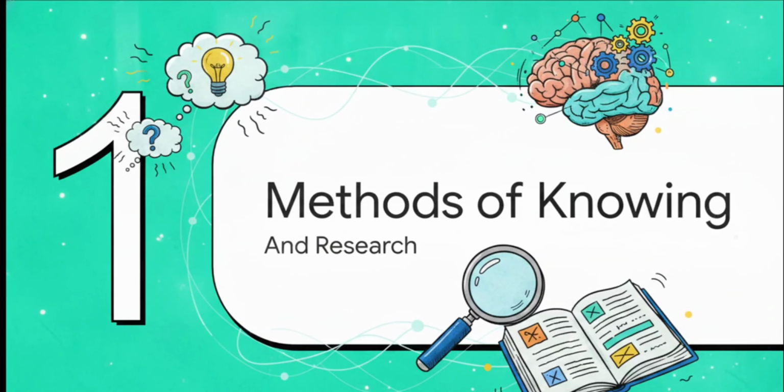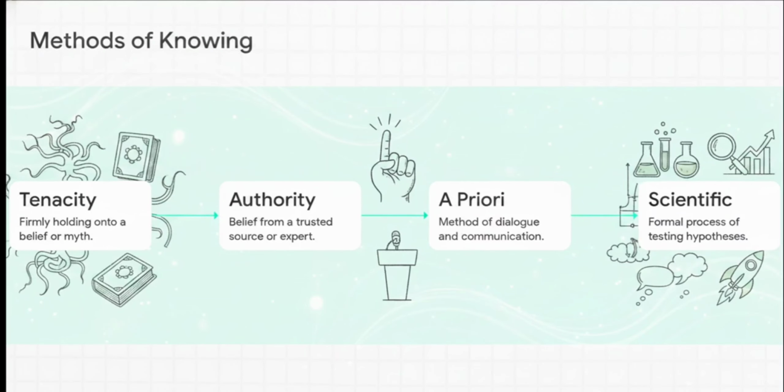Section 1, Methods of Knowing and Research. Have you ever stopped to think about how we as humans actually acquire information, or why we accept certain things as absolute truth? It's a deep philosophical question, but it's literally the foundation that all of our research is built on. So, according to the American philosopher Charles Peirce, there are 4 main ways we gain knowledge.